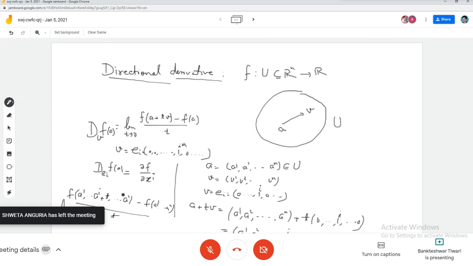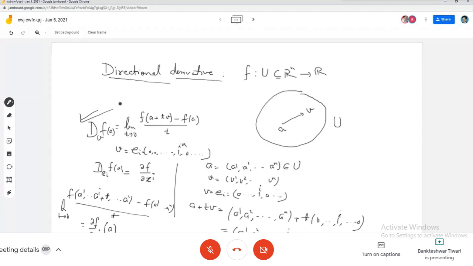So taking all coordinates remains same, only there is a change in ith coordinate. So this is nothing but your partial derivative along ith component. So this is del f upon del xi at the point A. So the proof is very simple. So the directional derivative in some sense is, you can say, a generalization of this partial derivative.